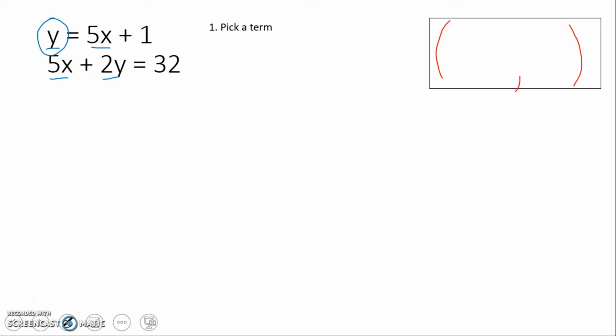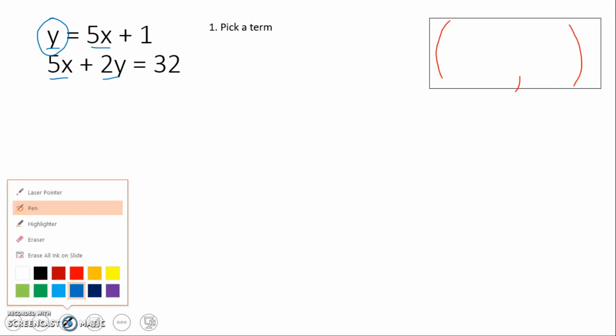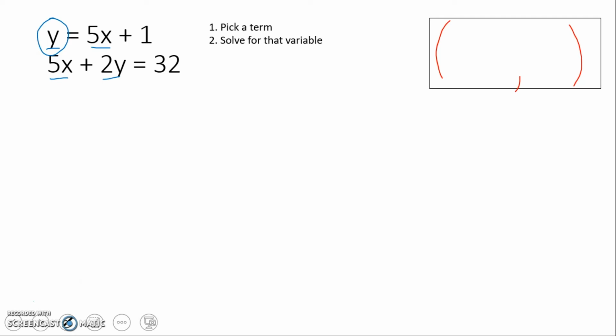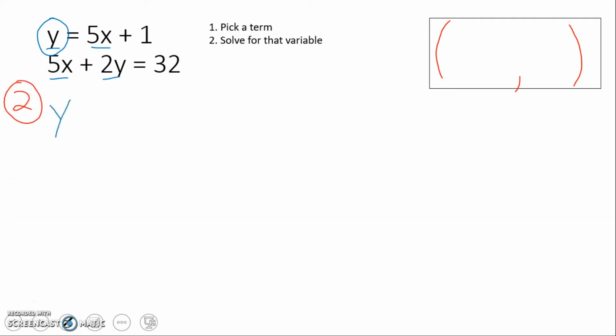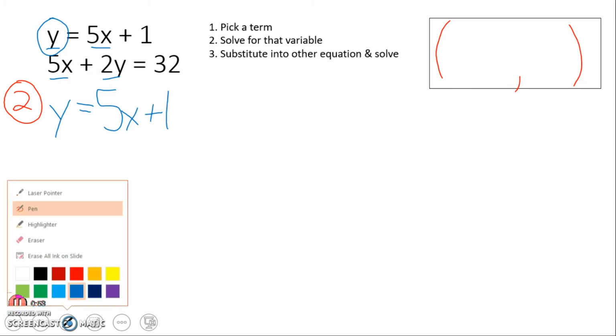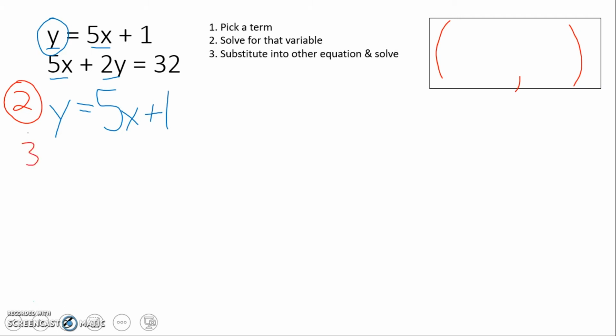Once you get accustomed to working with these problems, you're going to see that some terms are going to be a little bit easier to work with than others. And we don't even actually have to label that step, but the next step we are going to label. It's going to be to solve for that variable. I'm going to give that a 2. And that step is going to be to take this equation and solve for the variable that we chose. But we don't actually have to do any work because that variable is already solved for. So we can just go on to the third step. I'm going to label that with a 3.